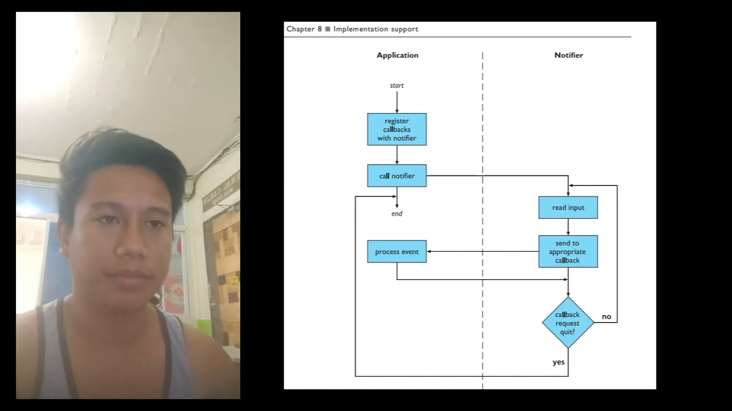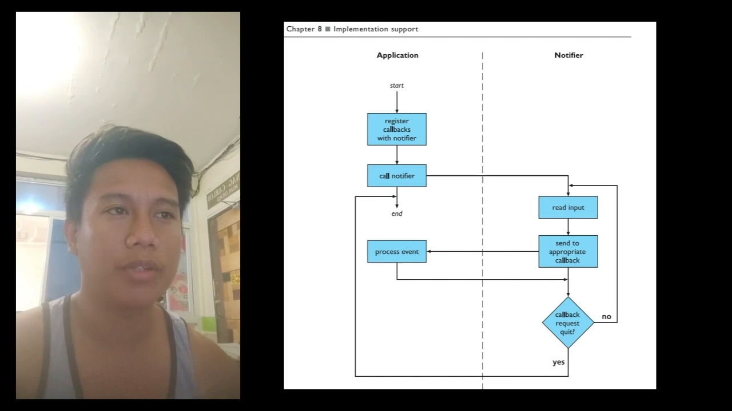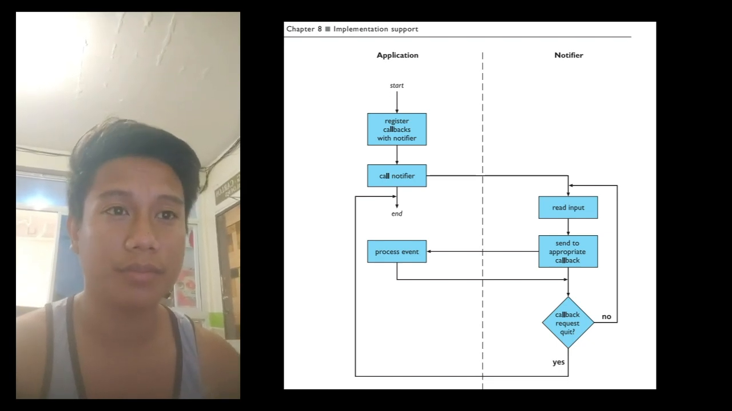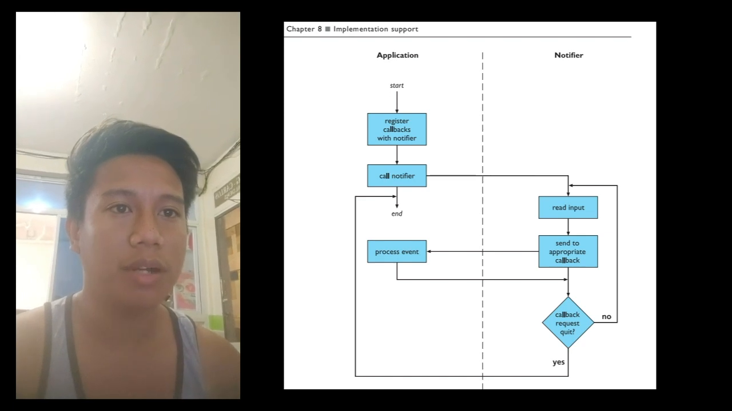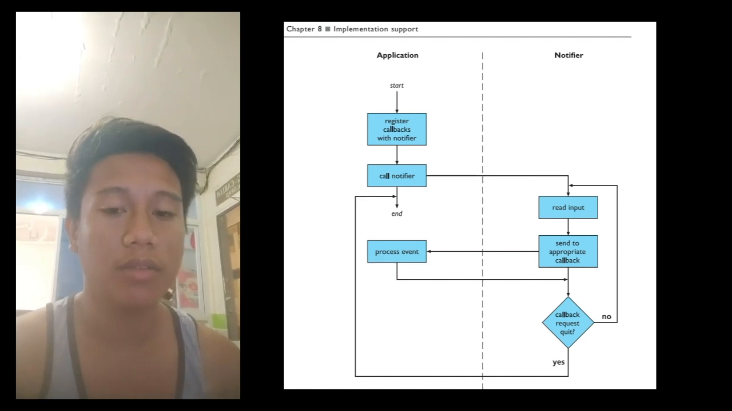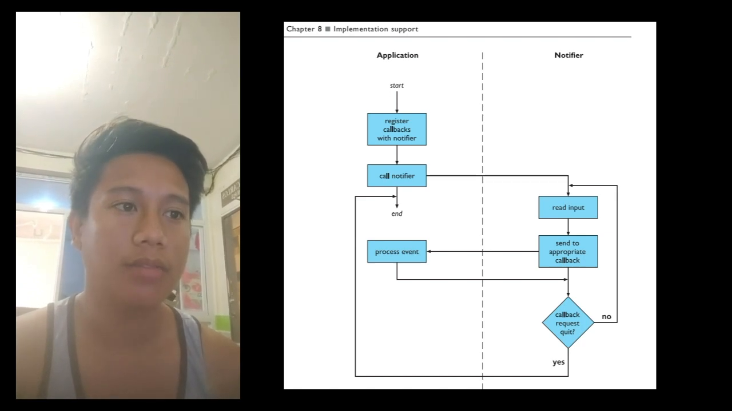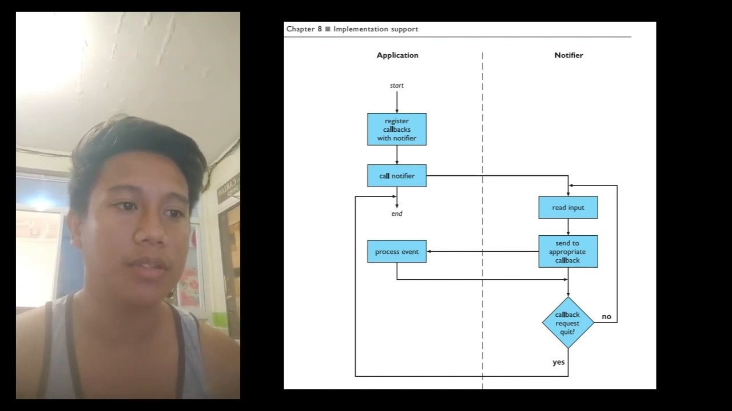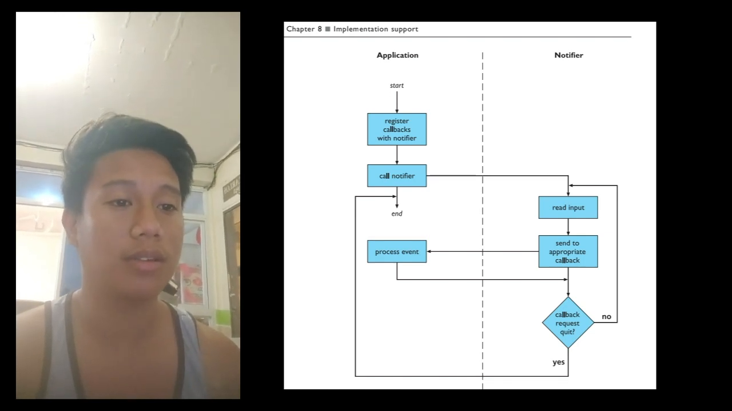Implementation support. There are two parts to the implementation support: the application and the notifier. The application starts, registers callbacks with the notifier, calls the notifier, and processes events. Then the notifier reads input, sends it to the appropriate callback, and the callback requests, or quits.